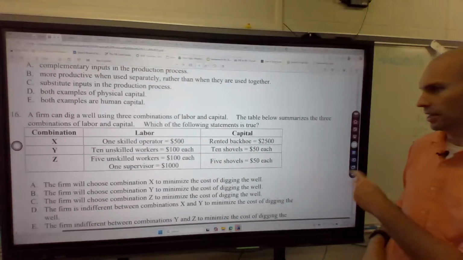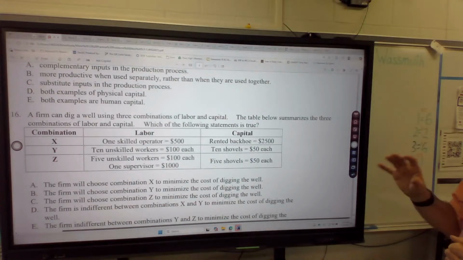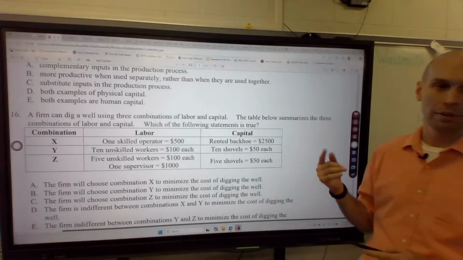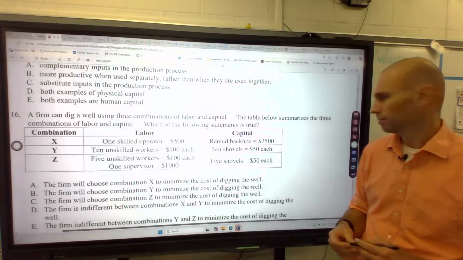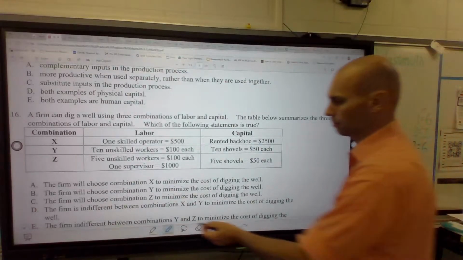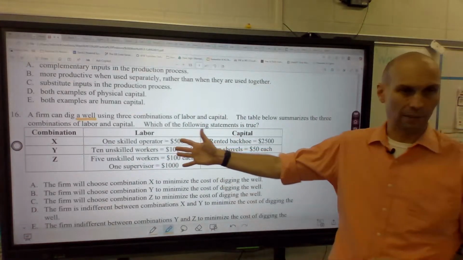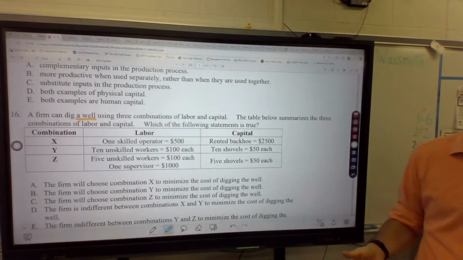Good stuff. These are going to get complicated, so know how to calculate it. A firm can dig wells using 3 combinations of labor and capital. The table below summarizes the 3 combinations. Which is true? We want the most output per dollar. Now we're trying to dig how many wells? This is where people find it hard, but it makes the question so simple. 1 well. So all of this is saying marginal product of 1. So essentially, what's the cheapest way to dig a well?